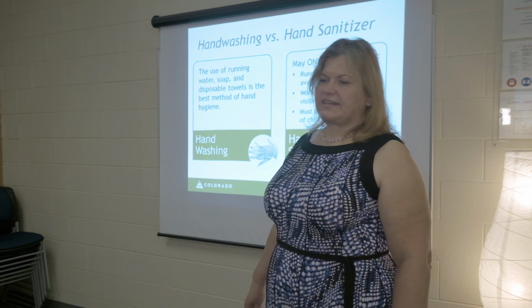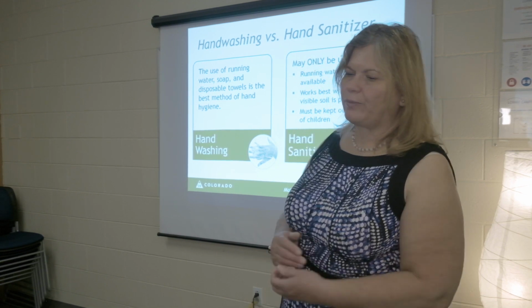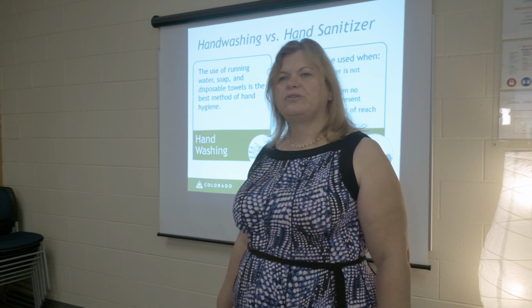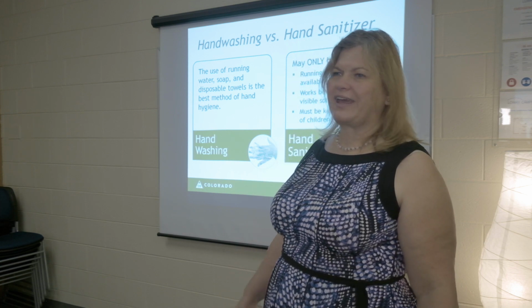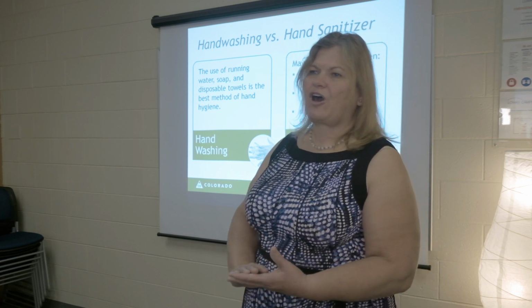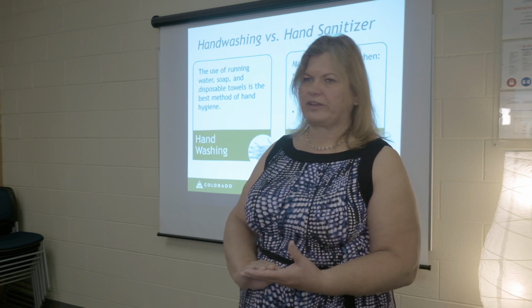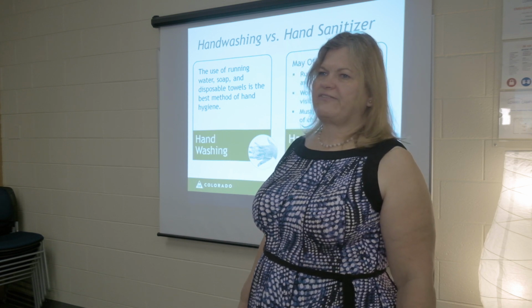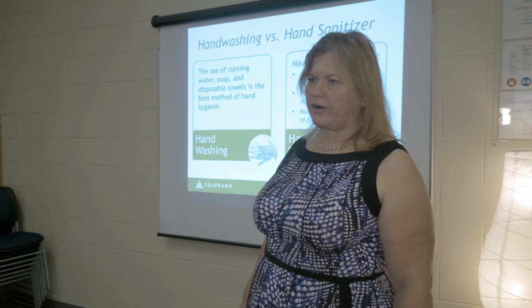Hand washing versus hand sanitizer. The use of running soap and water, and paper towels, is the best method of hand hygiene. When you're using Purell or any of those name brand or non-name brand alcohol-based sanitizers, one thing, they're very drying for your skin, even if they say they have emollients. The second thing is they don't work very well if there's any visible dirt. So if there's visible dirt on your hands, you've got to use soap and water.